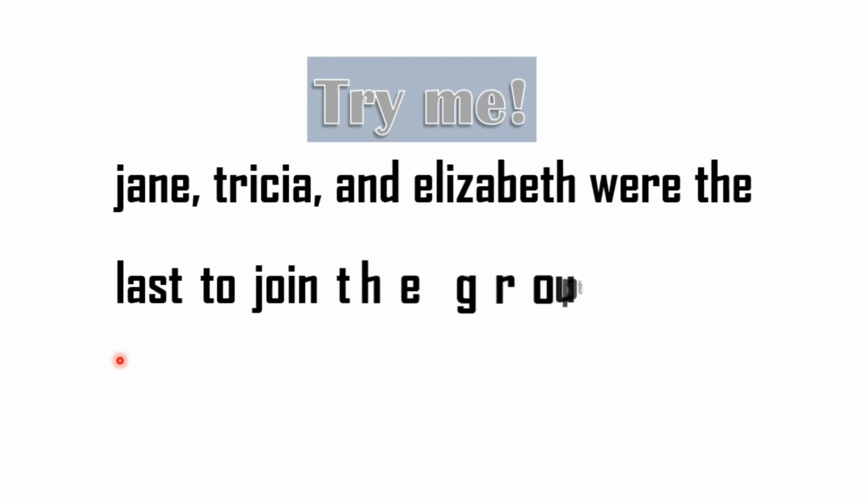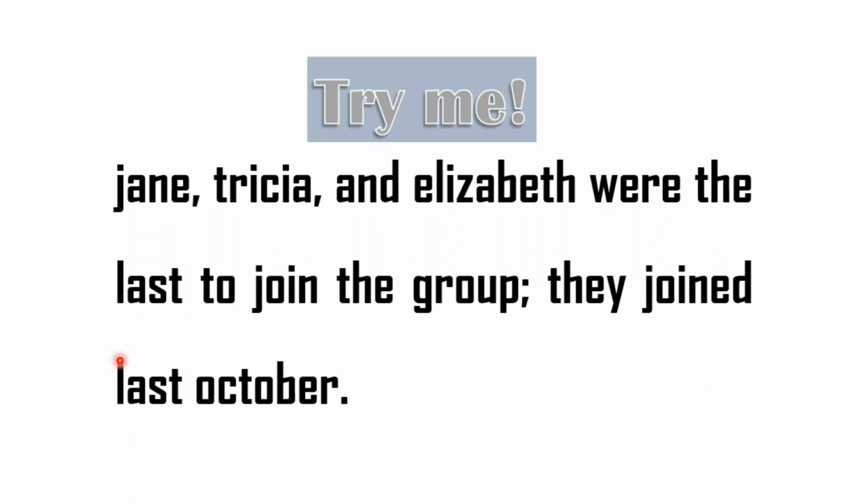Next sentence. Jane, Tricia, and Elizabeth were the last to join the group. They joined last October. So 3 seconds to answer. Time is up. So we're going to capitalize here letter J in Jane, T in Tricia, and E in Elizabeth. These are names of people. Aside from Jane, Tricia, and Elizabeth, we're going to capitalize also letter O in October because that is the month of the year.